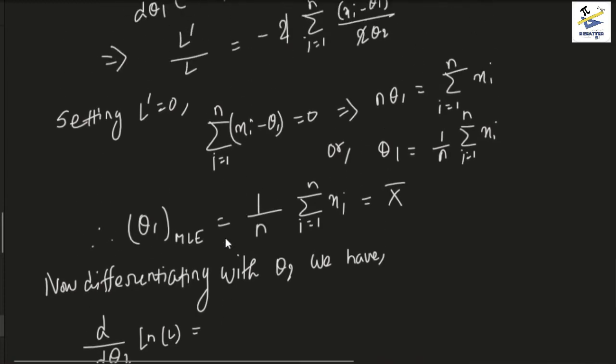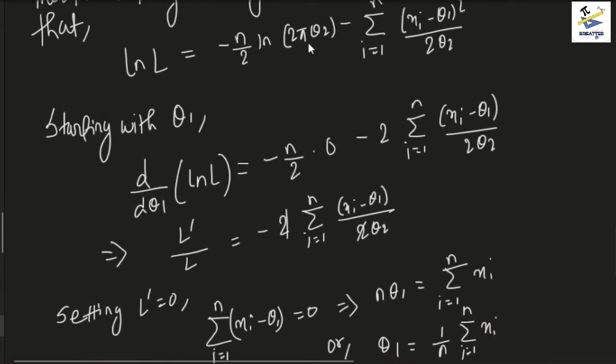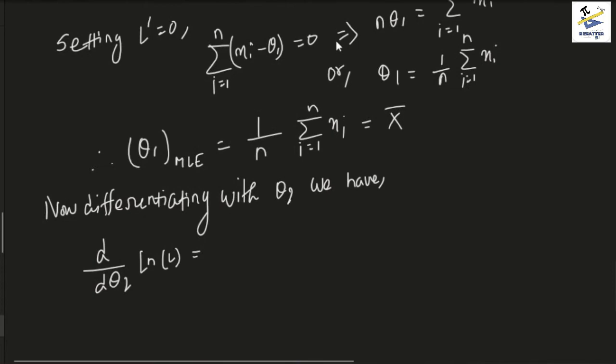Now the first term was minus n by 2 log of 2 pi theta 2. This one would be useful here, and thus we have minus n by 2. Differentiation of log of 2 pi theta 2 is basically 1 by theta 2, and for this one, the only term here is 1 by 2 theta 2, which would be basically minus 1 by theta's differentiation is 1 by 2 theta squared.